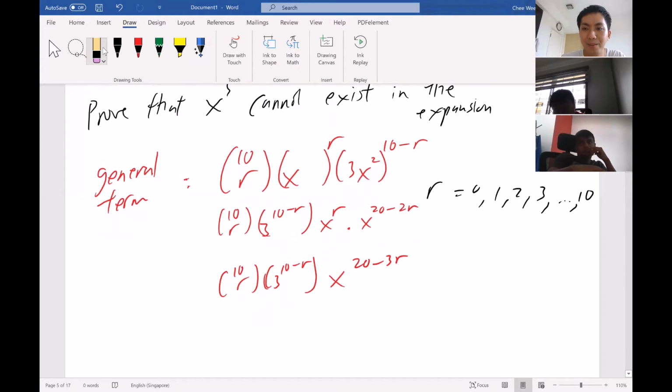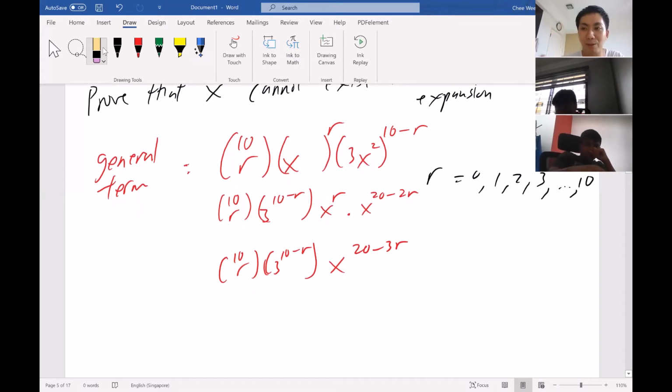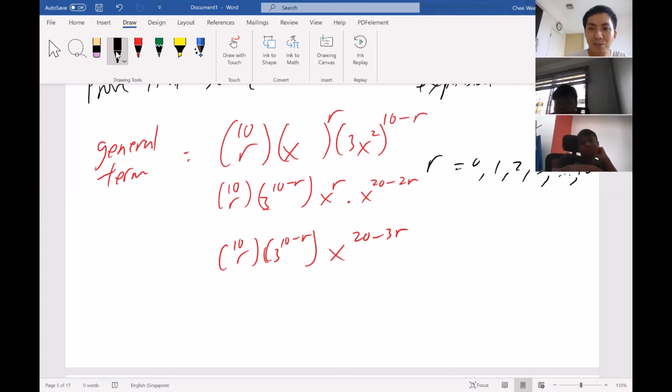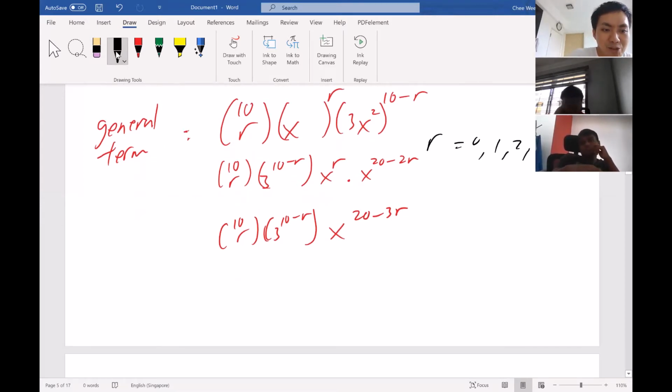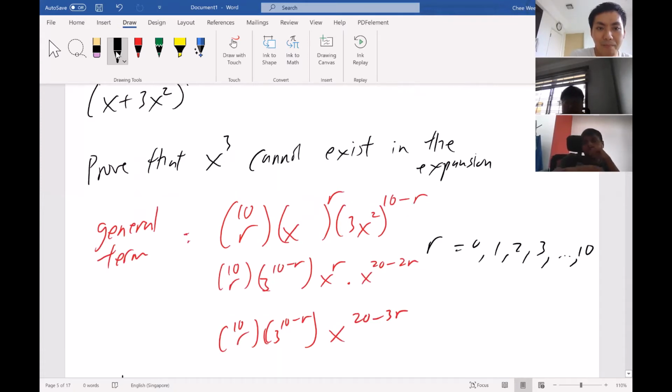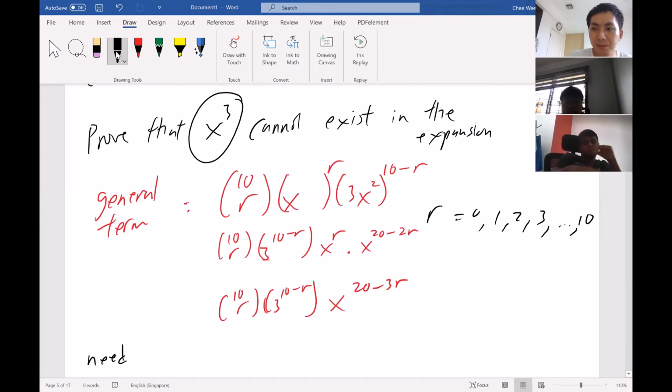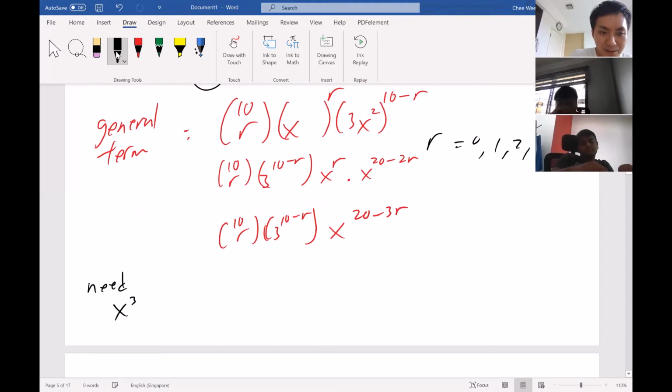Can follow so far? Okay. So you can see that I'm just doing nothing but lots of indices only. So the question, now the trick to finishing this question is this. The question asks for what? The question asks for x to the power of 3, right?